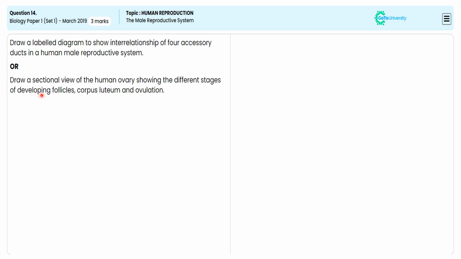In this 3 mark subjective question, they are directing us to draw a sectional view of the human ovary showing the various stages of developing follicles, corpus luteum and ovulation. For this, we are drawing the diagram narrating follicle, corpus luteum and ovulation.